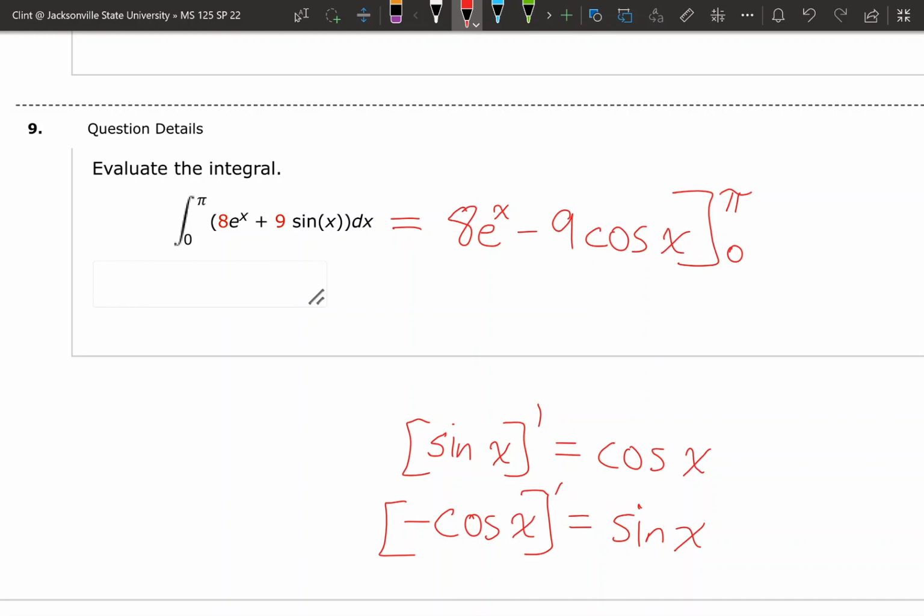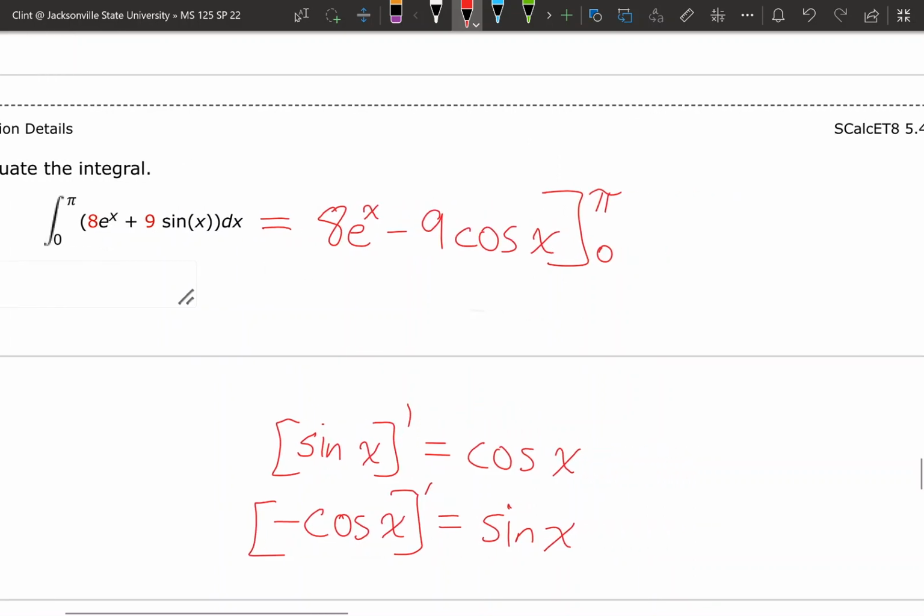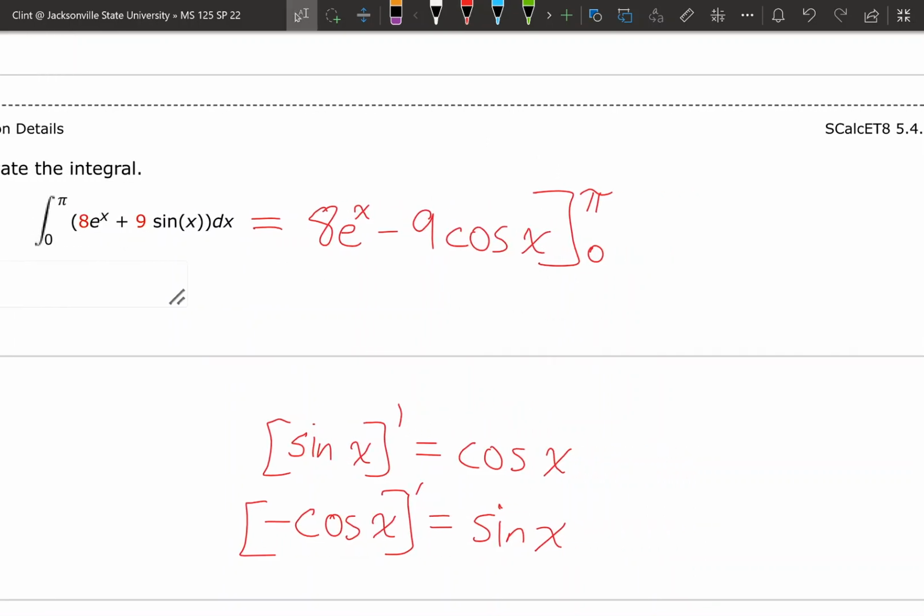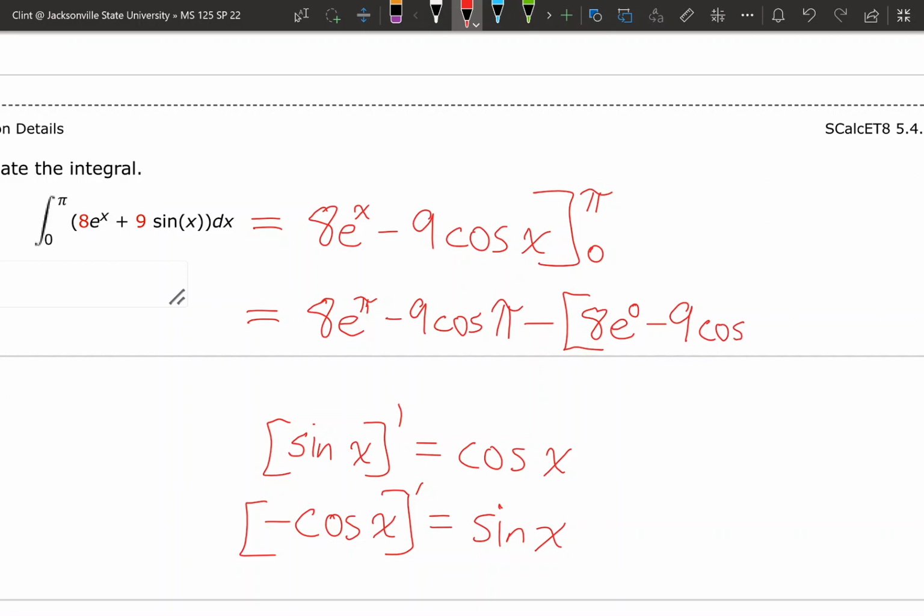Now I got numbers to plug in. Don't panic about the e part. If it doesn't simplify, it doesn't simplify. It's okay if we have an e in our answer. So here we got 8e to the pi minus 9 cosine of pi, minus 8e to the 0th, minus 9 cosine of 0.